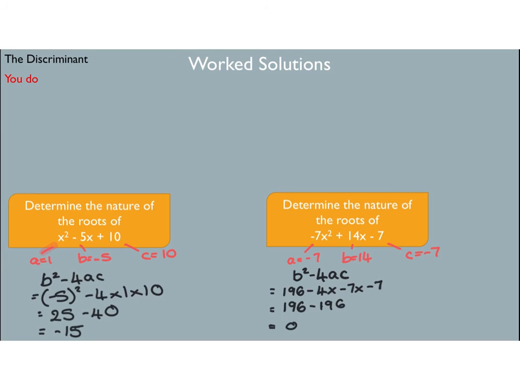Okay, this is what you should have got for the calculation part of these 2 questions. So for the first one, I've got an answer of, what's it come out as, minus 15. Okay, so again, things to watch out for. Remember, a is 1 because there's not a number in front of the x squared, so we have that as a 1. b is minus 5, so remember that a minus times a minus makes a positive, so it comes out as positive 25. 25 take away 40.